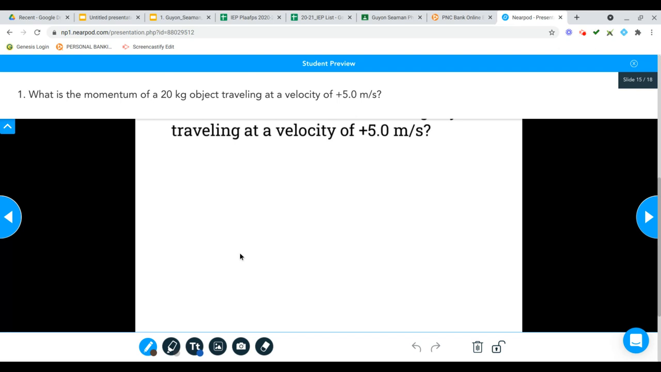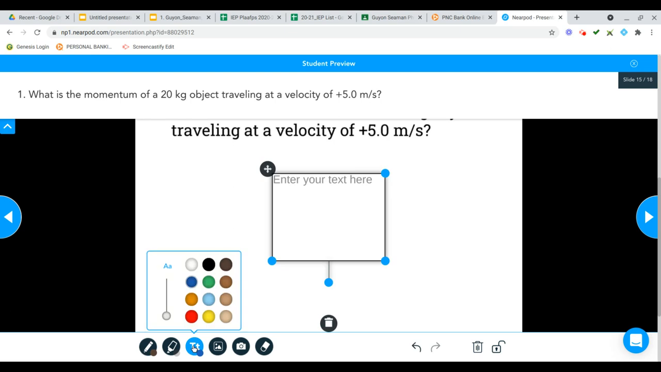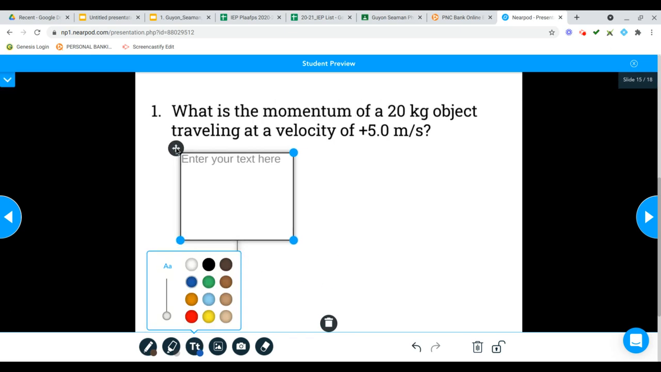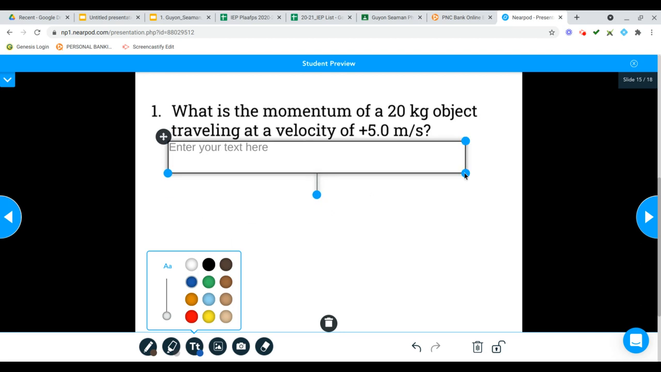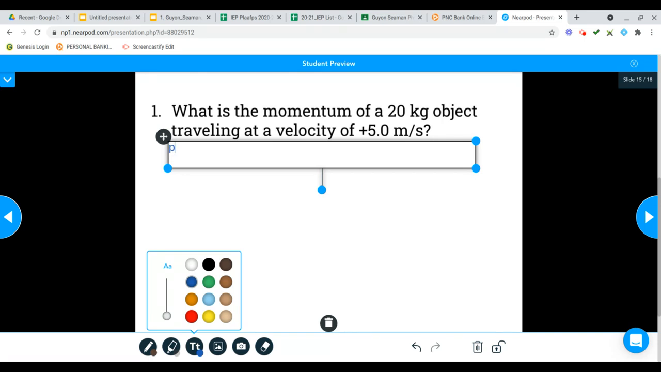Easiest way to do that is to come down at the bottom here, click on the T. That gives us a text box. I'm going to slide that up into the corner here and then stretch it out here. Okay. And then I can enter in everything that I'm given. Now my three variables are P, M, and V. Okay. So the question is, what is momentum? So we're looking for P. So I'm going to put a question mark next to P.